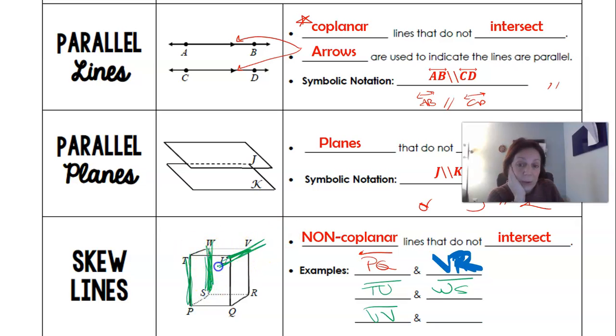Again, UV is going this way. It's on the right-hand wall going back and forth. These two are on the left-hand wall going up and down.